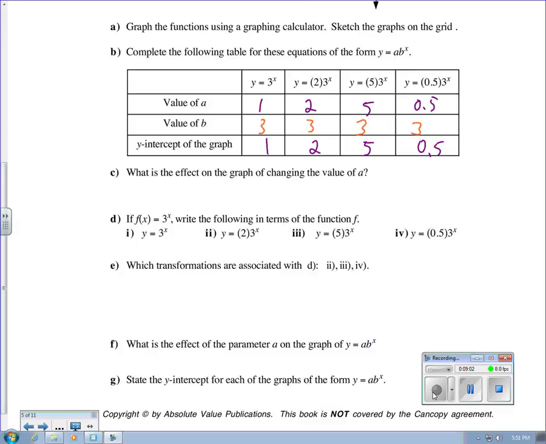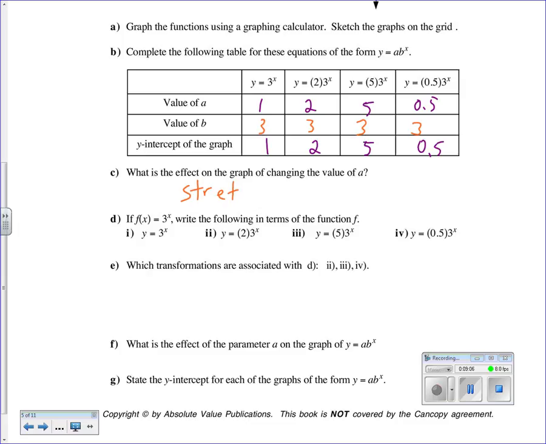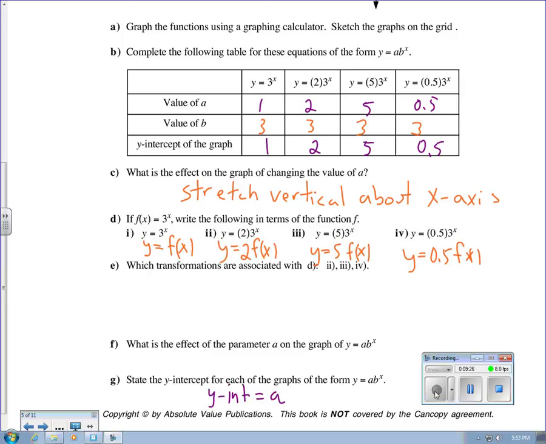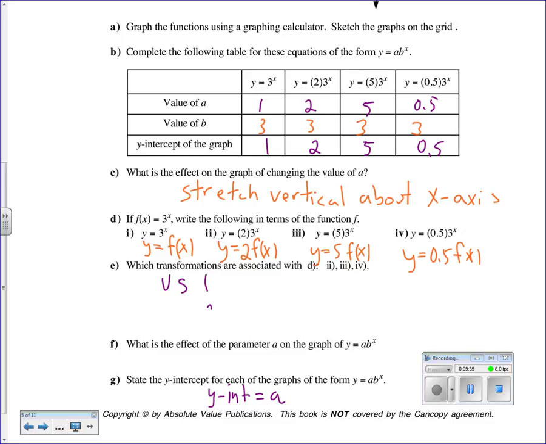So we've got the language of stretch. Stretch vertically when we're working with a, about the x-axis. You're stretching vertically. So using function notation. Remember, we were struggling with this earlier. Let's try it out. So we've said the word stretch often enough. Transformations, you're getting vertical stretches. Vertical stretch, VS of 1, 2, 5, and 0.5 on the function. So the parameter a is doing vertical stretches for us.